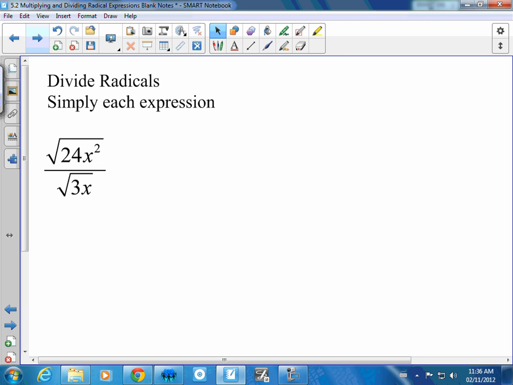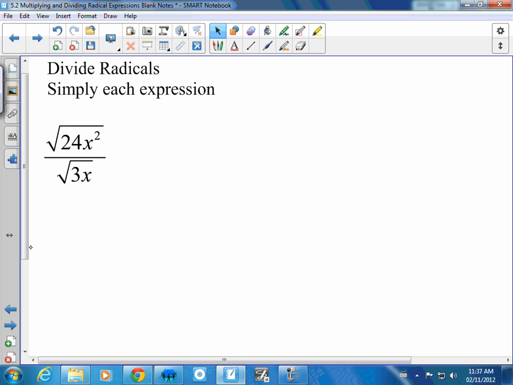Divide radicals, simplify each expression. Simplify, yes, I can't spell. I'm a math teacher, I can't spell. You know that. So let's be simplify. Divide radicals, simplify each expression. Is that better? Yeah. When they hear this later, that's going to make no sense to them, isn't it?